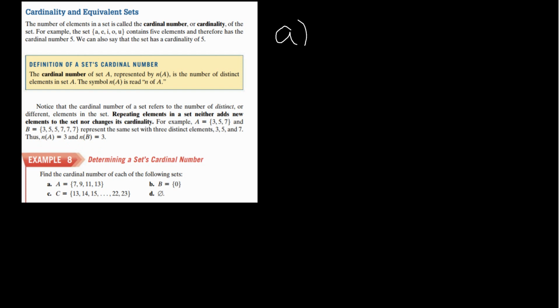So find the cardinal number of each of the following sets. Okay, so A, well, that's pretty easy, right? 4, 7, 9, 11, 13. So that just has a cardinality of 4. So what I'm going to do, let me see how they want this.